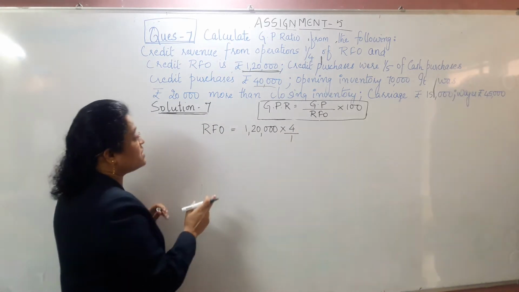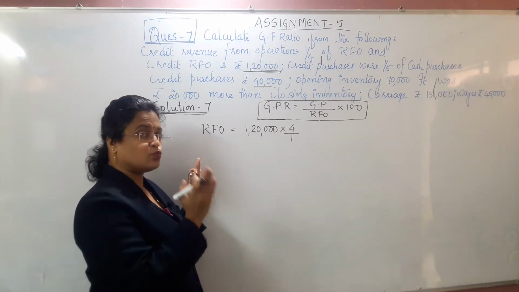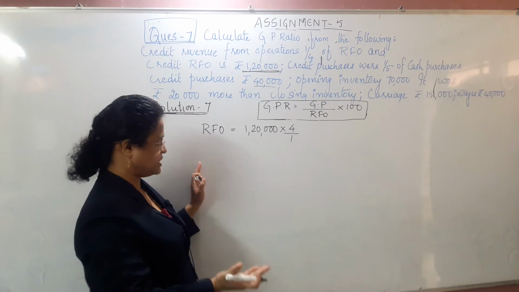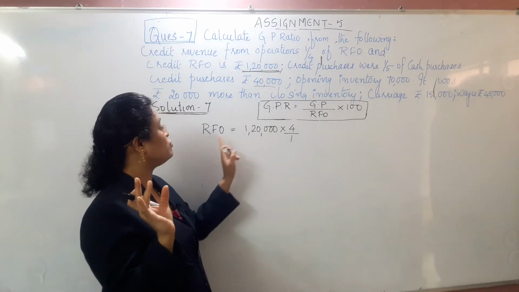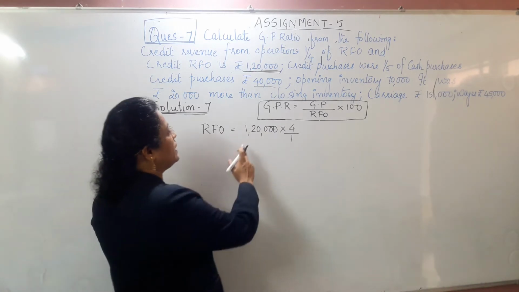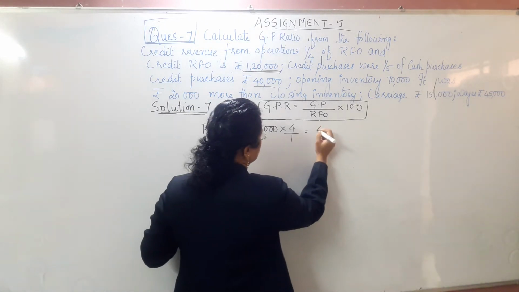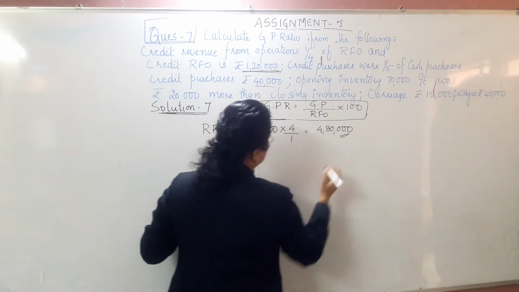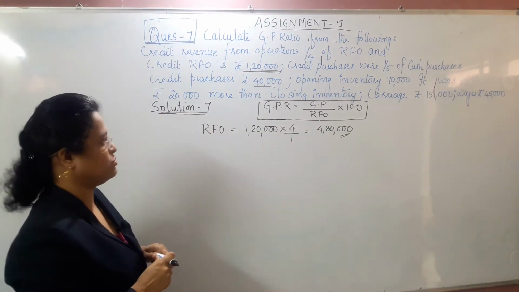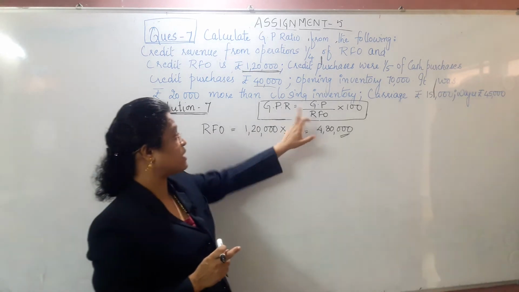Because the question says the credit revenue from operations is 1/4 of revenue from operations. It means the 4 parts are equal to the revenue from operations, isn't it? So 1,20,000 into 4 upon 1. So we got the value for the revenue from operations as how much? That is equal to 4,80,000. Okay children, so one part is clear, this RFO is clear.